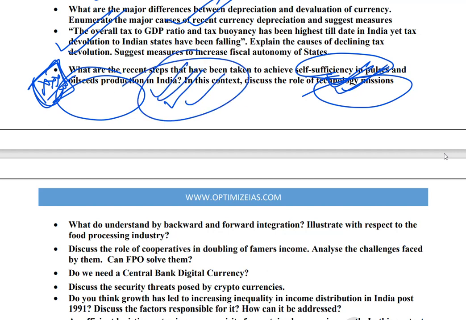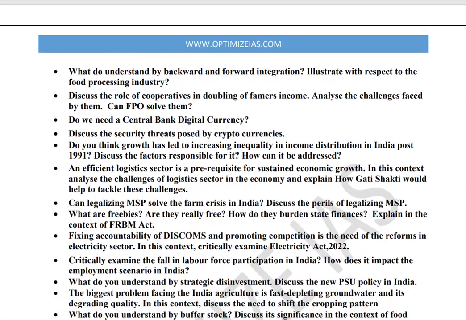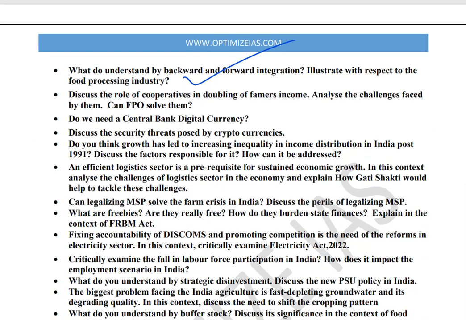Next is the topic of backward and forward linkage in food processing sector. Next is the topic of FPOs. Next is the topic of central bank digital currency. What are they? Do we really need them?